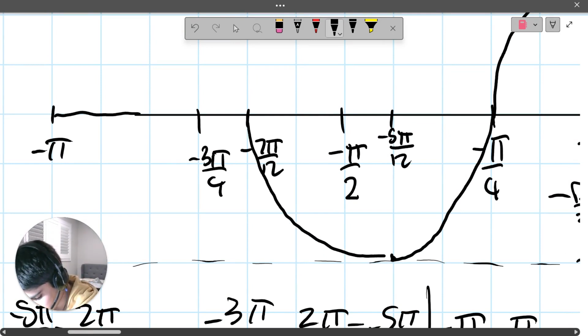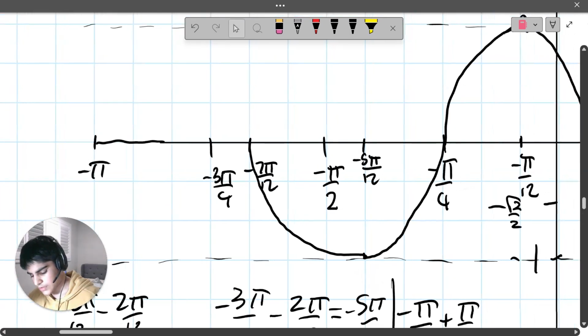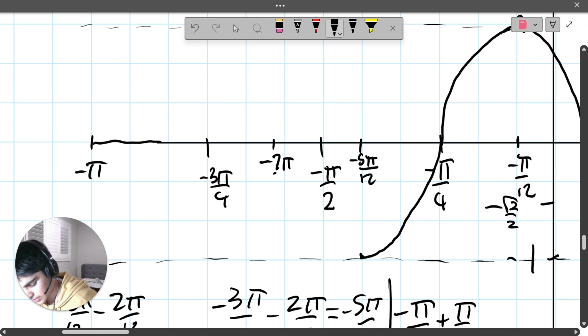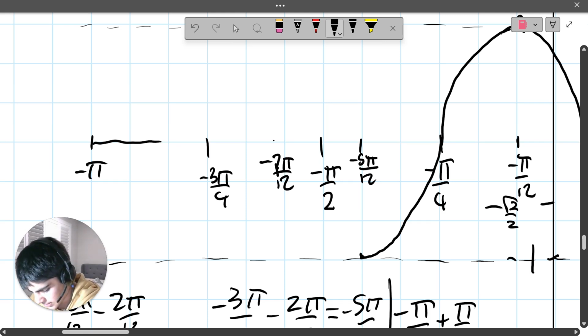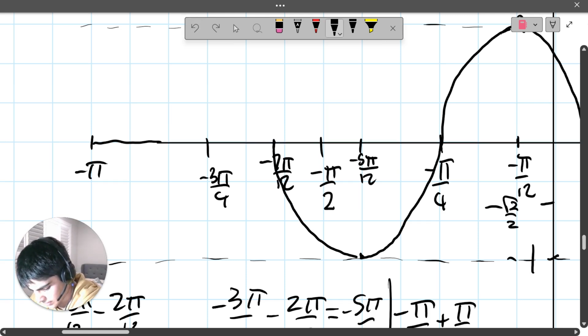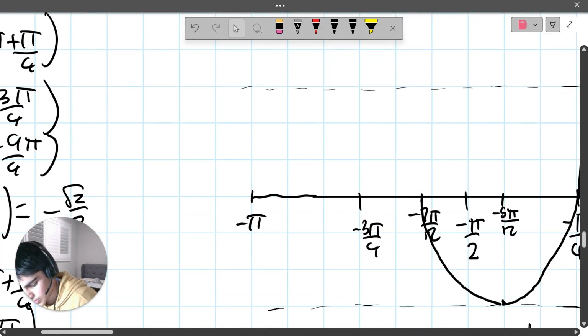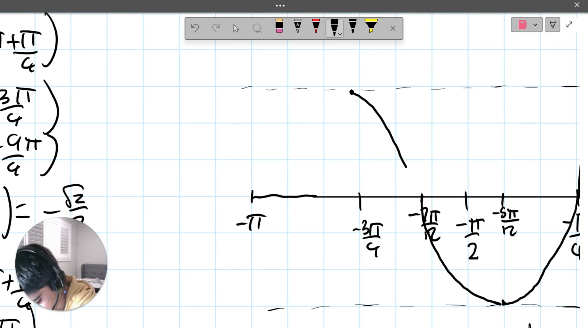Okay, wait, let me just adjust this real quick. Let's say it's around here. Yep, negative 7 pi on 12. Negative 7 pi on 12 minus 2 pi on 12 is right up here, which is negative 3 pi on 4.